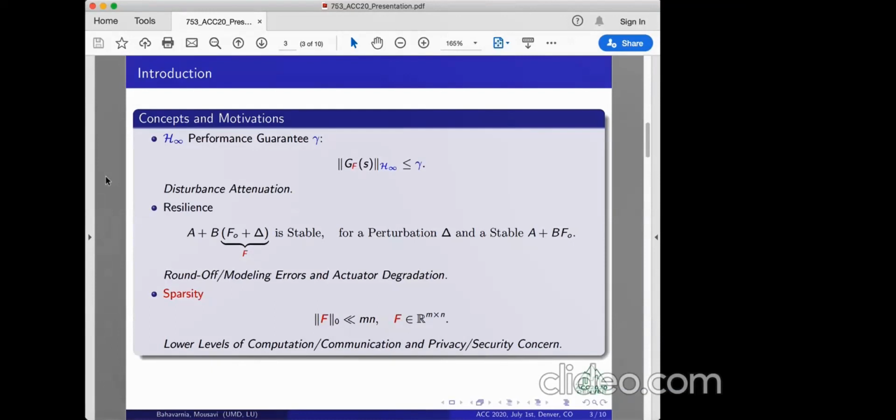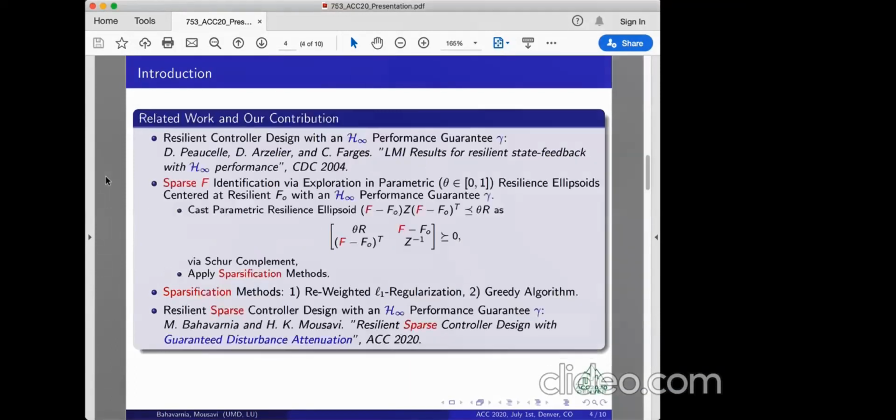To achieve lower levels of communication in large-scale systems, we are interested in sparsity-promoting optimal controllers. In other words, we want to make most of the controller entries equal to 0. This result from 2004 is the building block of our proposed method.